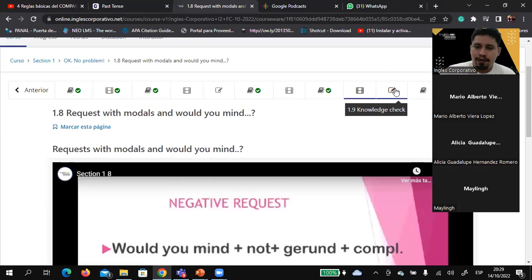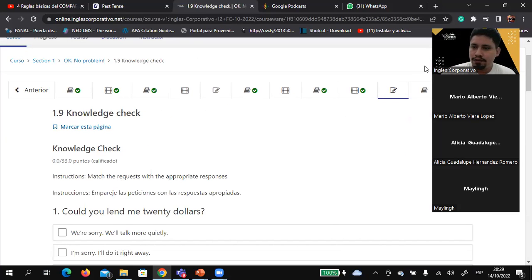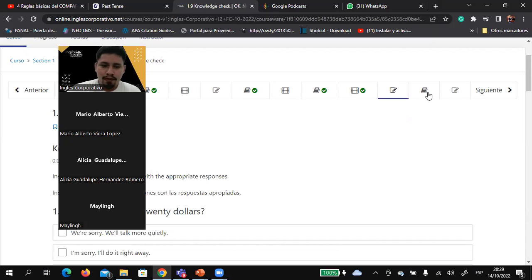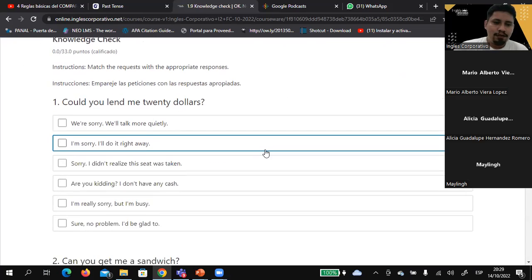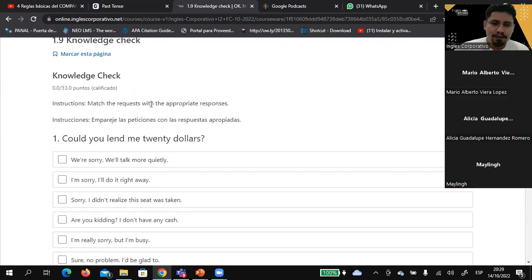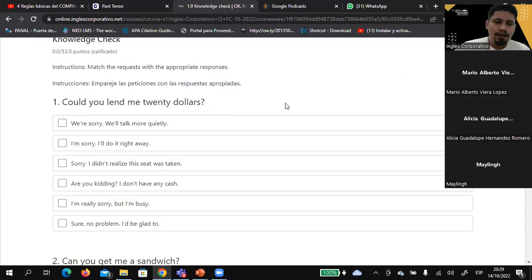We're going to move on to this part because we have to study something else. Here we have an instruction that says, match the request with the appropriate response. For number one, could you please lend me $20? Could you lend me $20? I was reading it in a different way. What do you think would be the answer for this one?